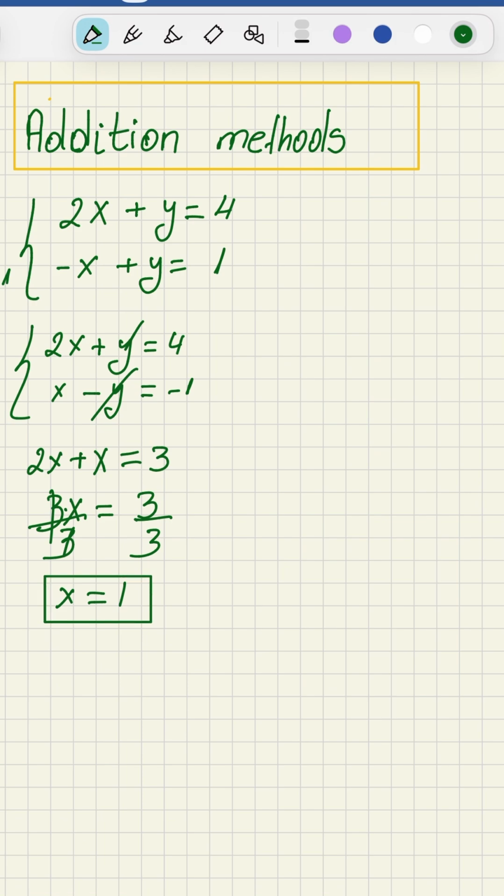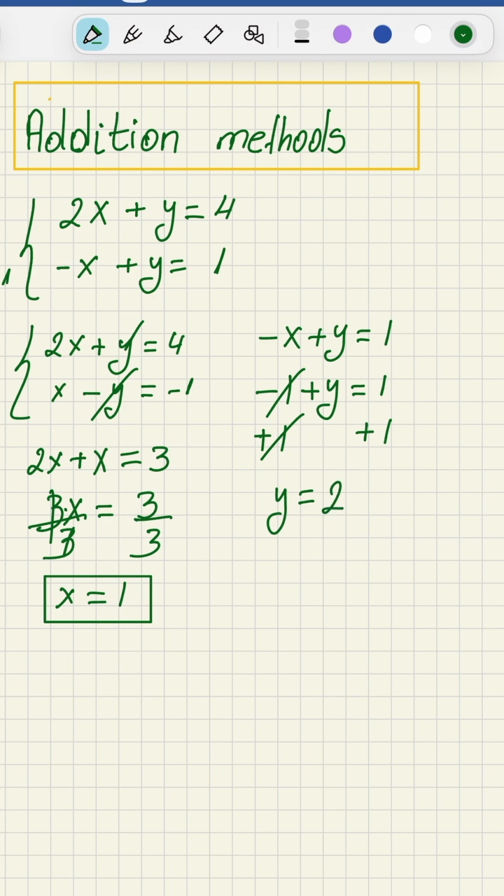Let's find the y value. I'll pick up the second equation, -x plus y is just 1. I plug in the x value in this equation and we have -1 plus y is just 1. I add 1 to both sides. They cancel out and y is just 2 because 1 plus 1 is 2. For this reason, our solution is the coordinates 1 and 2.